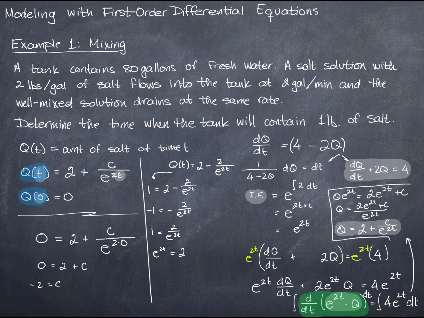equals 2. Take the log of both sides. 2t equals the natural log of 2. So t equals ln of 2 over 2, which is approximately 2.89 minutes.